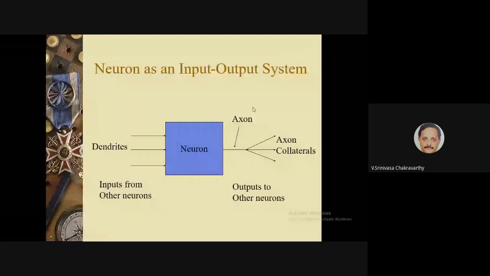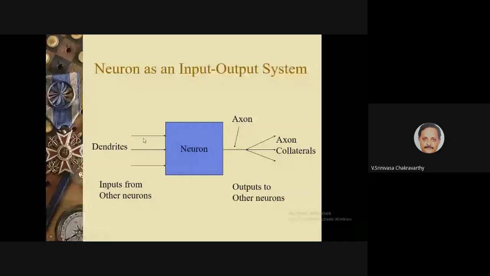On the dendritic side, the different neurons make contact with the different dendrites. Each of them injects some current, and that produces PSPs. These PSPs propagate down the dendrite and come to the neuron cell body. In the neuron cell body, it all gets integrated. It produces a signal or does not produce a signal.